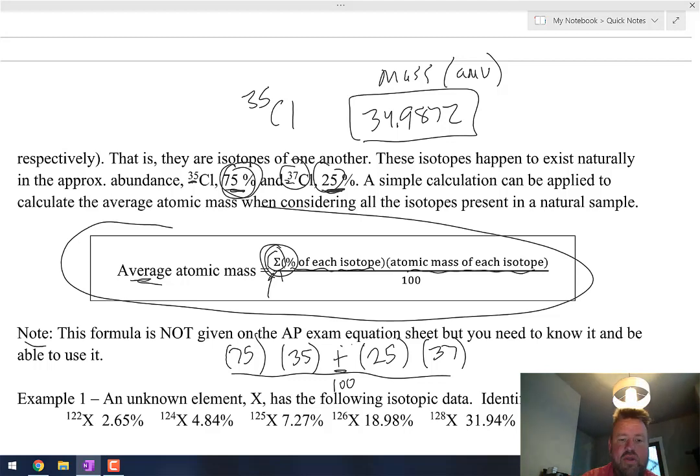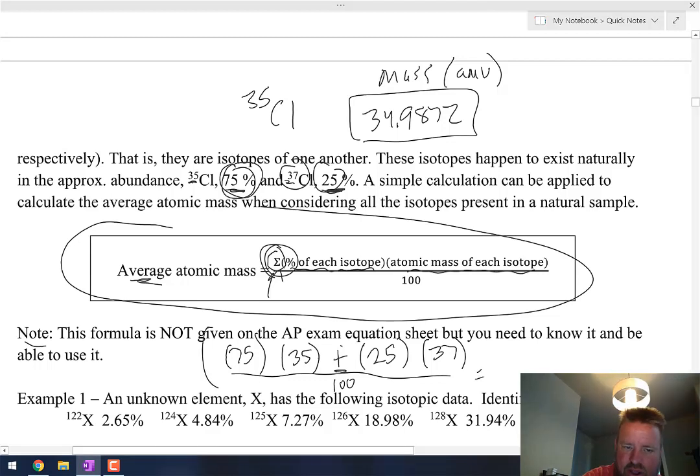Then I go to my calculator and I go 75, and again, do this on your calculator, please, make sure we get the same answer. 75 times 35 plus 25 times 37, and before you hit divide here, hit equals, get an answer, so get a number.